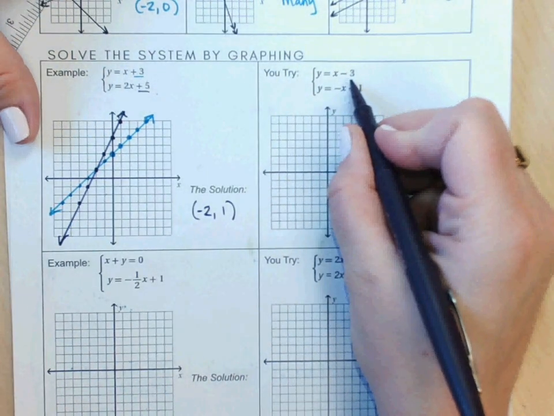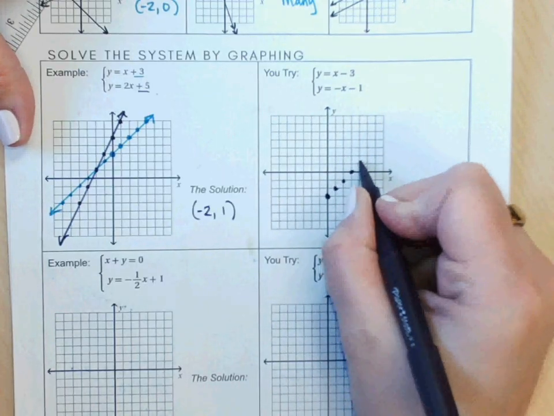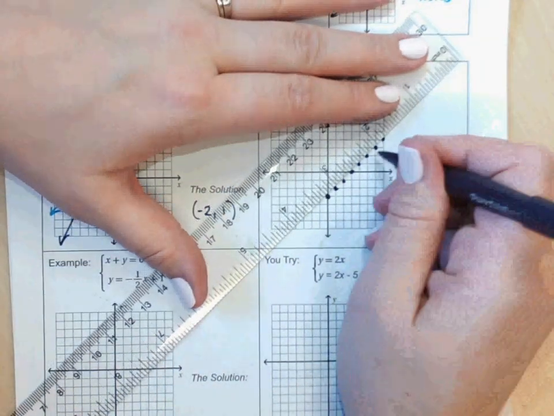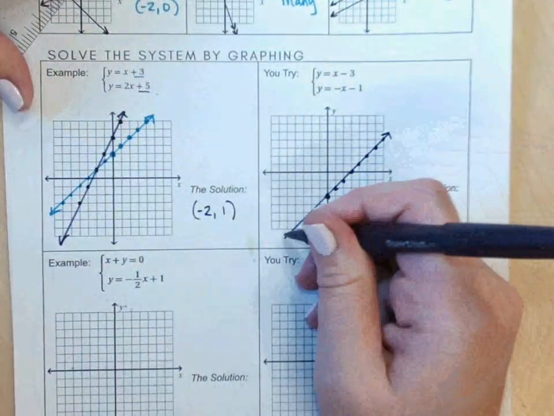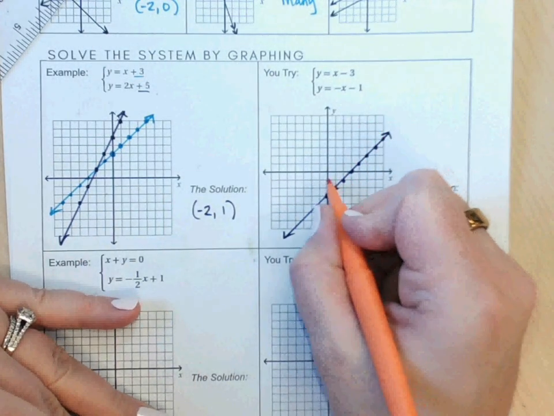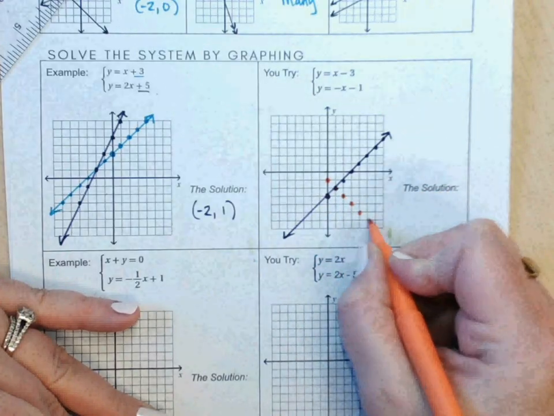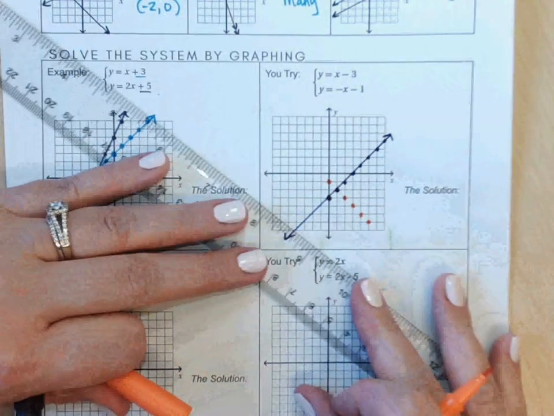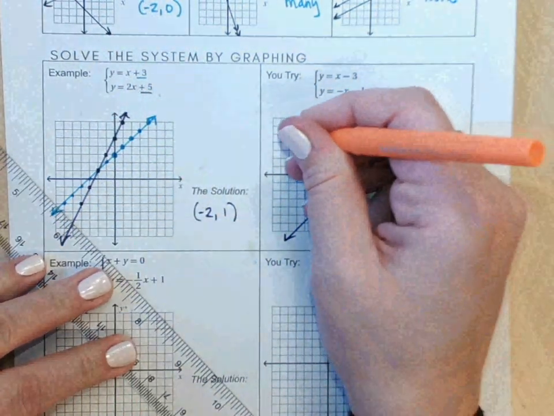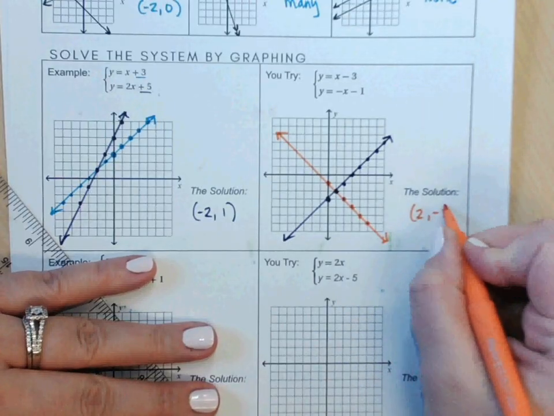The y-intercept here is at -3, and then my slope is +1. So I'm going to go up 1 over 1, up 1 over 1. Again, use a ruler. For the next line, my y-intercept is -1, and my slope is -1, which means I'm going to go down 1 over 1, down 1 over 1, and I can immediately see where my point of intersection was. The one point that these two lines have in common, +2, -1.